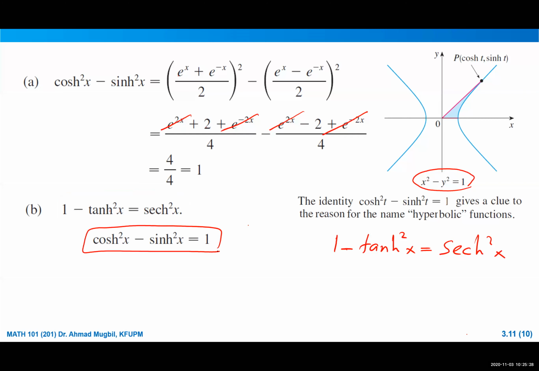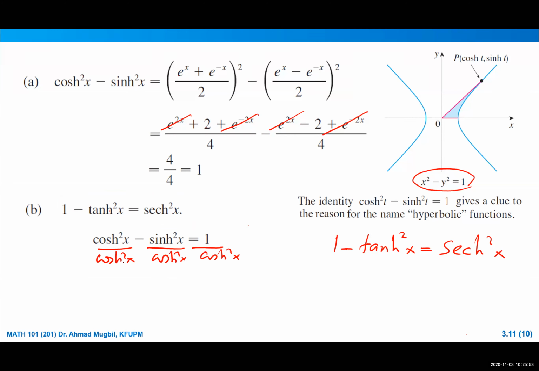You can use the definition, but it will be longer, ya Shabab. But we have this already. So the best thing to do here is what? How to get tanh? Divide both sides by cosine squared x.